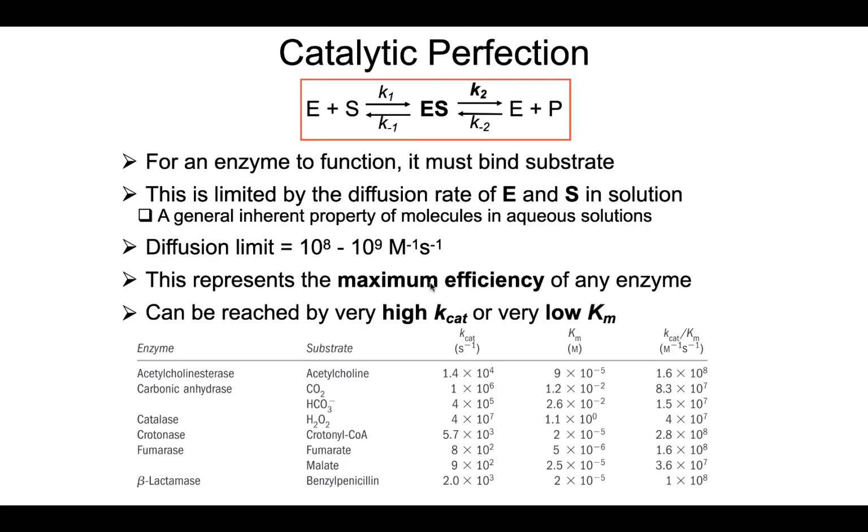So if an enzyme approaches the diffusion limit of an aqueous solution, then we say it is a catalytically perfect enzyme. And if we take a look, some of these, here's our catalytic efficiency, kcat over Km. Look at that, 1.6 times 10 to the 8th, 2.8 times 10 to the 8th. That's all approaching this diffusion limit here. And so these are approaching catalytic perfection.